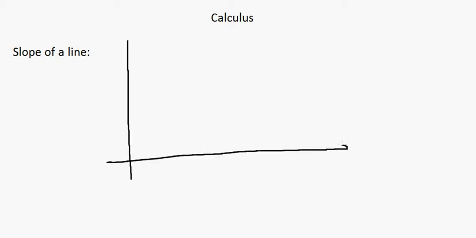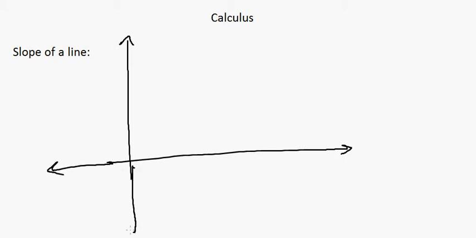Hello guys, welcome back. Today we're gonna go over the concept of slope of a line. So we're gonna find out how to determine a slope of a line, and then how to use that slope to find out the equation of a line. So let's begin. Let me draw two coordinate axes.